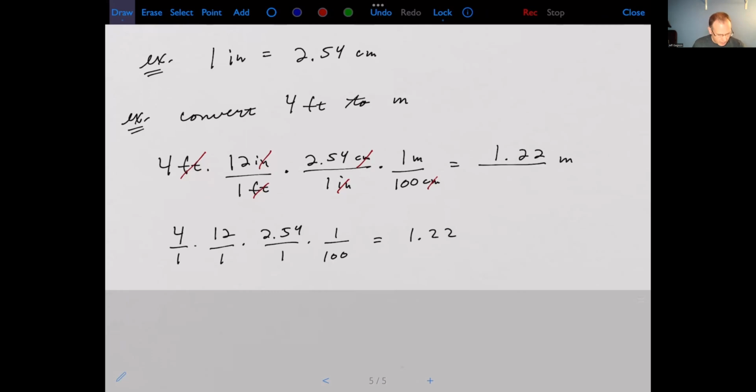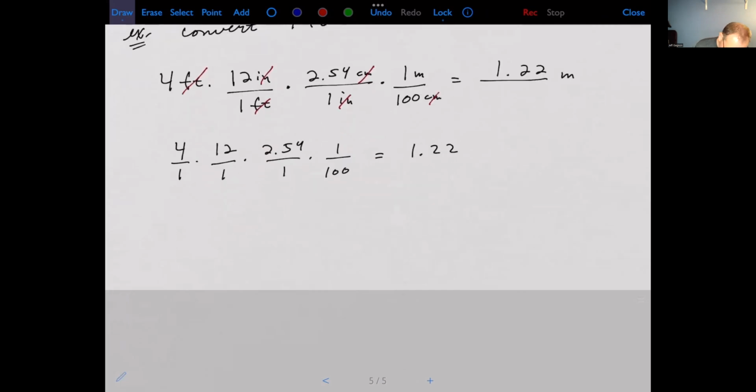Now, again, if you had known a direct conversion between feet and meters, you could use that. So let me just do that real quick. Same example, right? I'm going to go from 4 feet to meters.